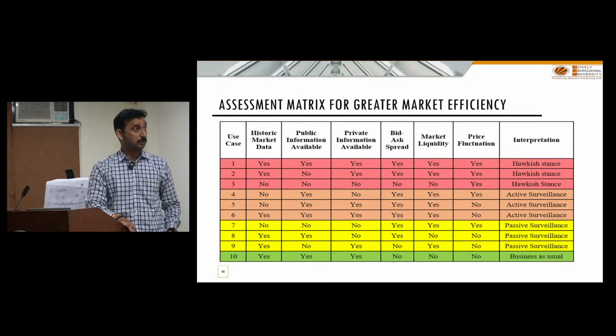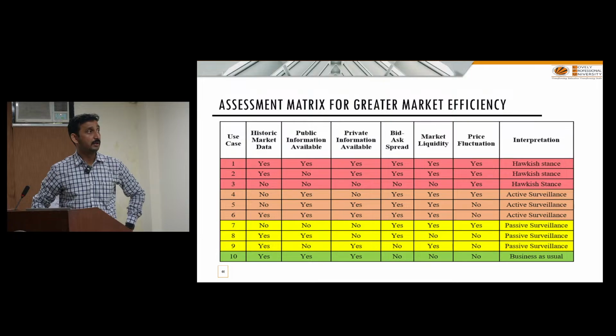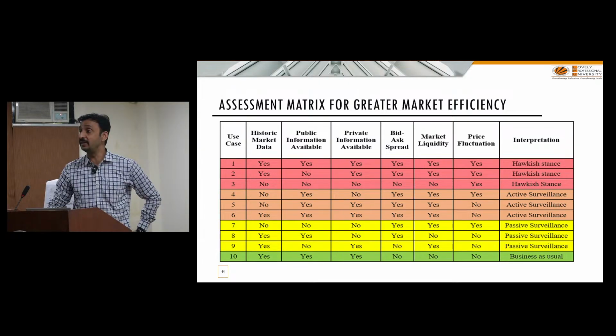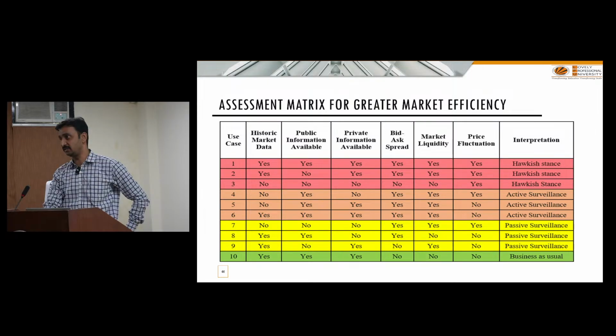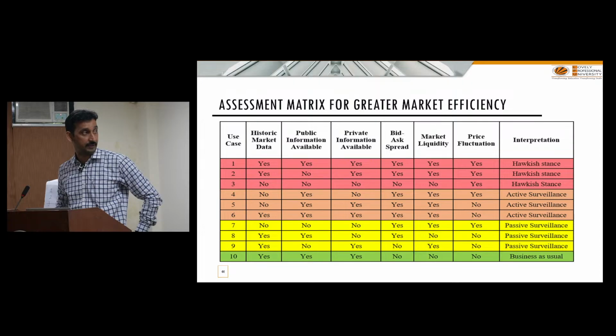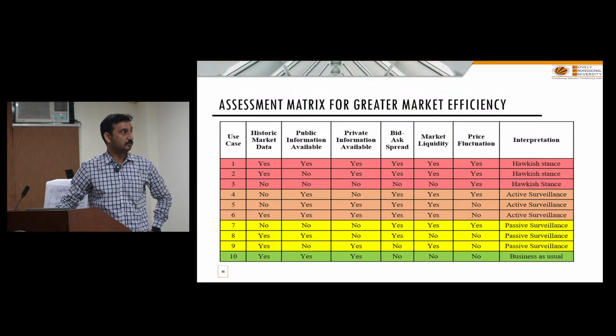So now what we are going to do, taking use case 1, when you have all the things available and all the things present in the data of a particular stock, then the regulator needs to take a hawkish stance. Hawkish stance means that the regulator needs to actively surveil all this activity in the market. Like take use case 4 or use case 6.